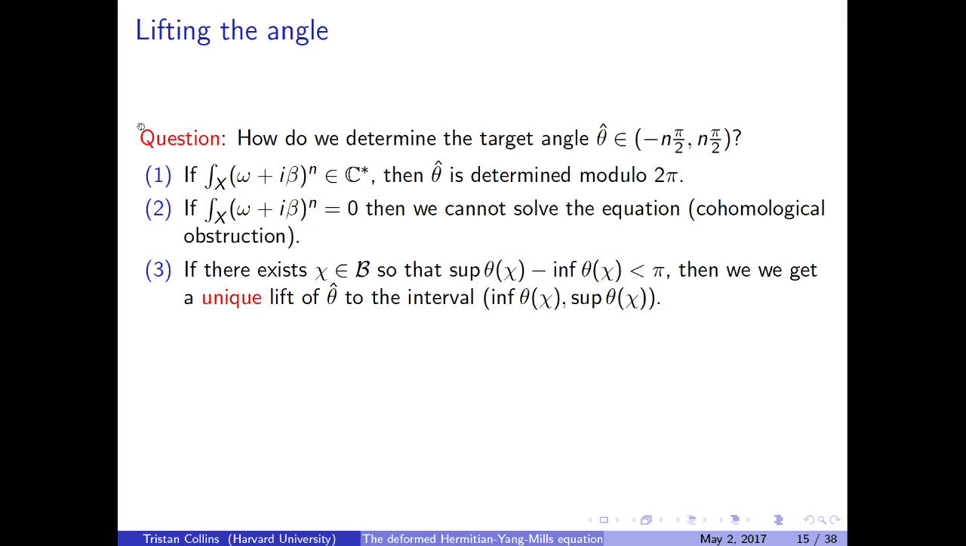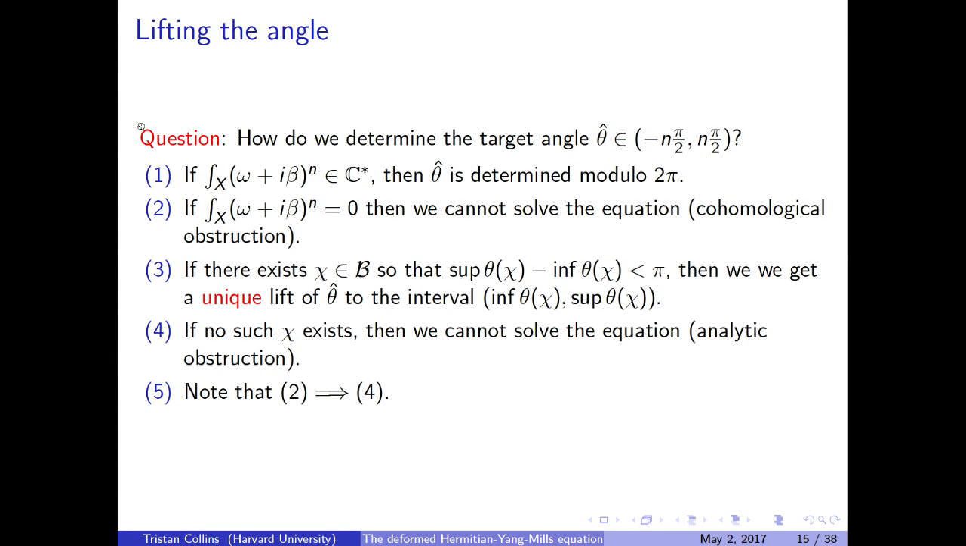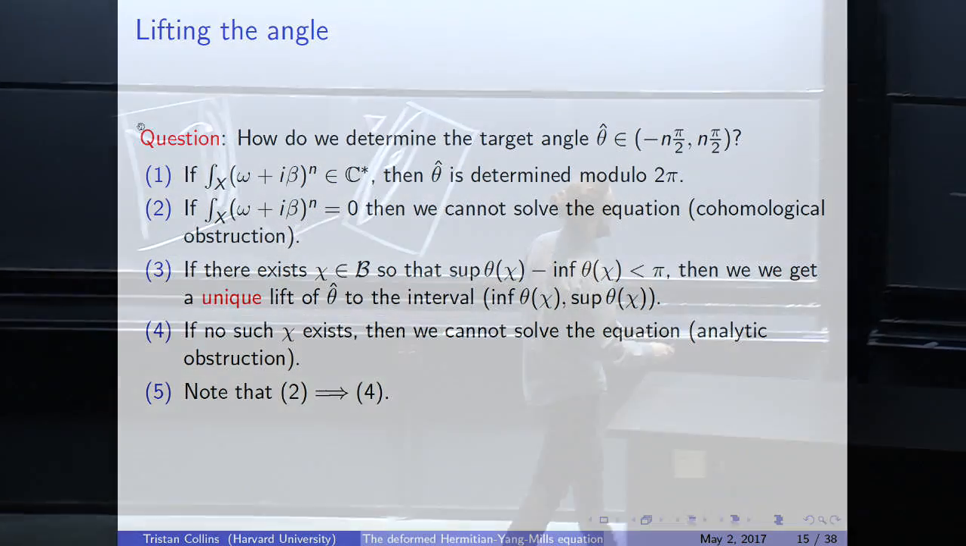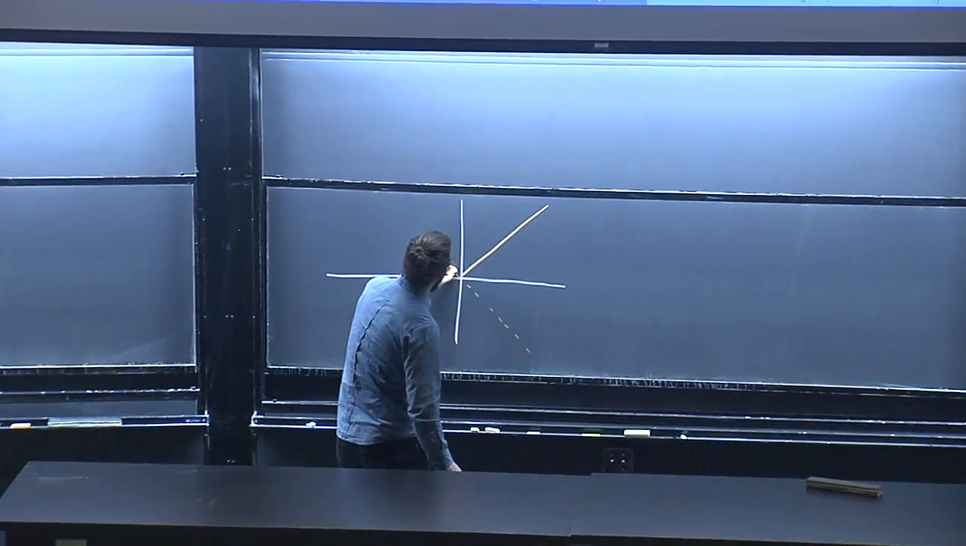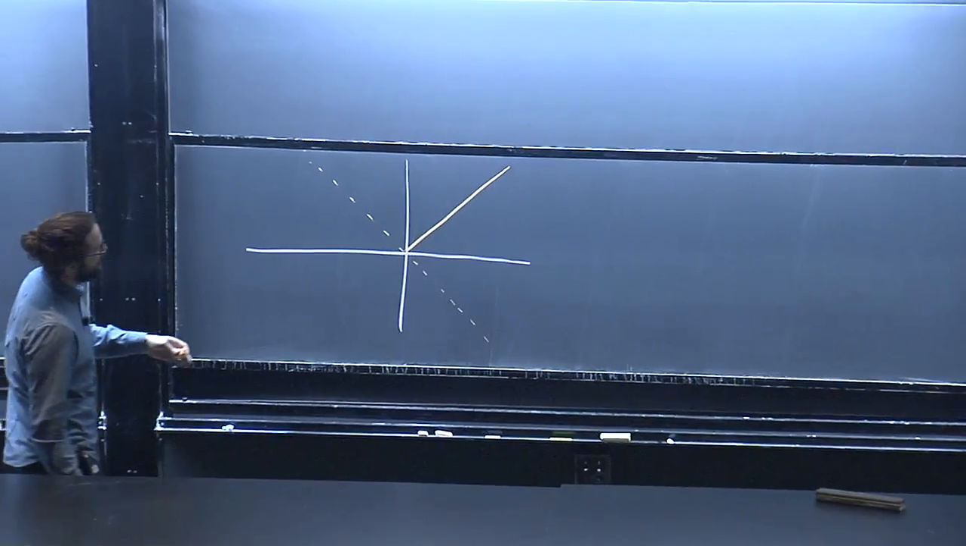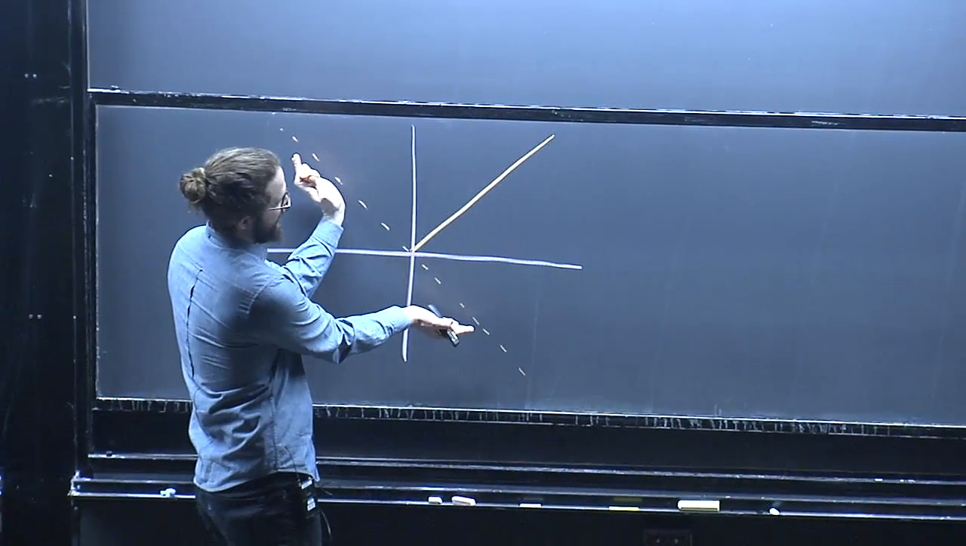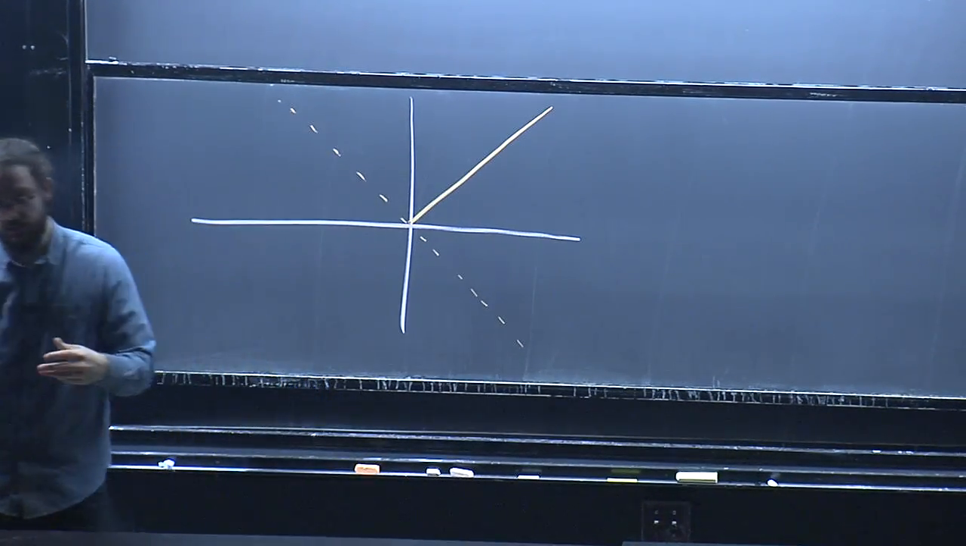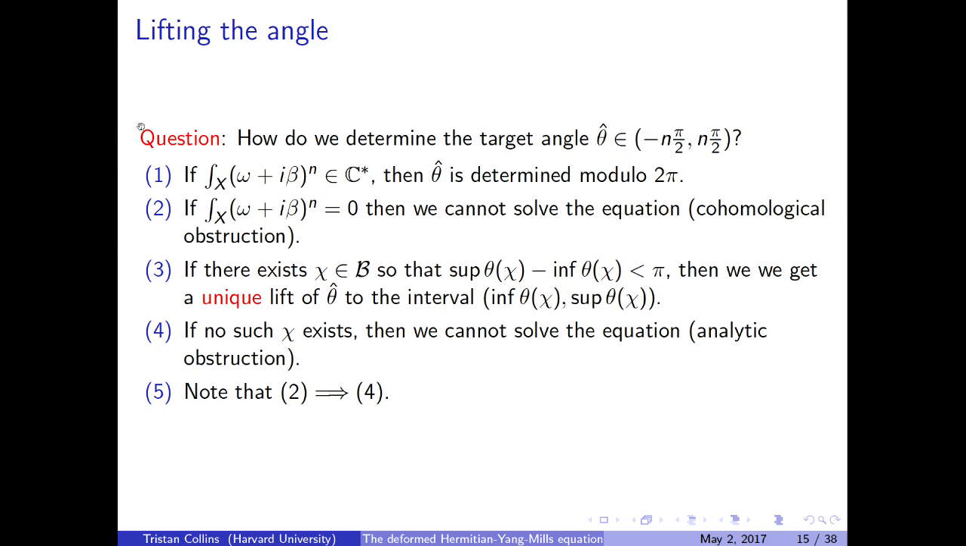On the other hand, we don't actually need a solution to lift the angle. We just need something where the angle sort of doesn't oscillate too much. Then we can lift the angle. And if no such chi exists, then clearly we can't solve the equation, because that's saying that there is no 1-1 form that doesn't oscillate too much. But of course, we're trying to make this oscillation be 0. And the other thing I would note is that if this integral is 0, then you can't have a form which doesn't oscillate too much. If every 1-1 form has average 0, that means they all have to oscillate more than pi, because you somehow have to have complex numbers on both sides of the origin in order for them to all add to 0. So this is just some simple observations.